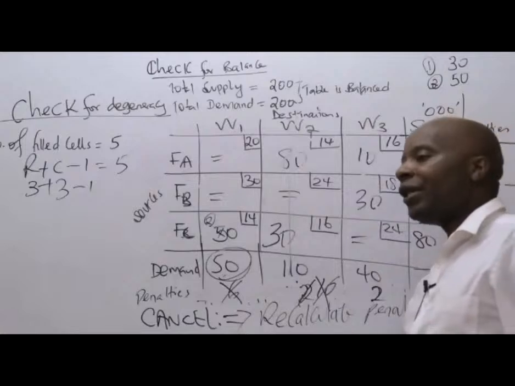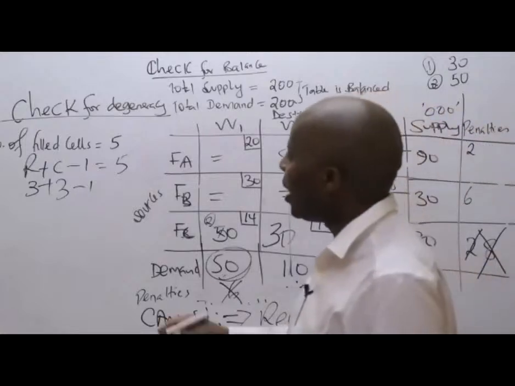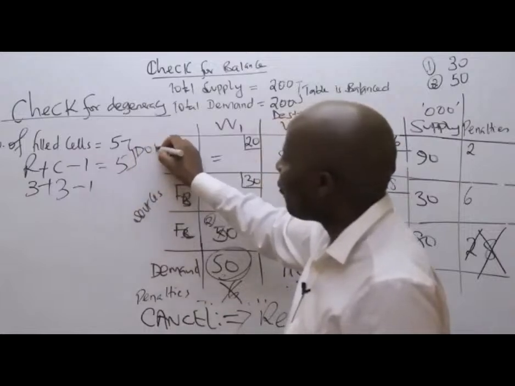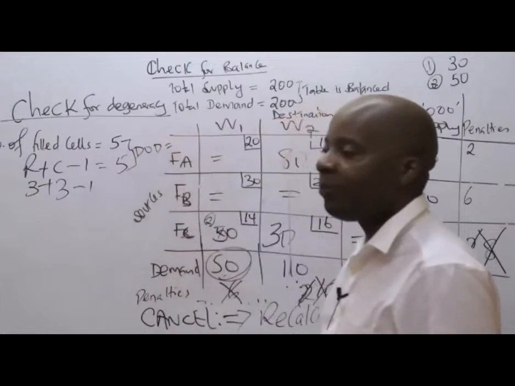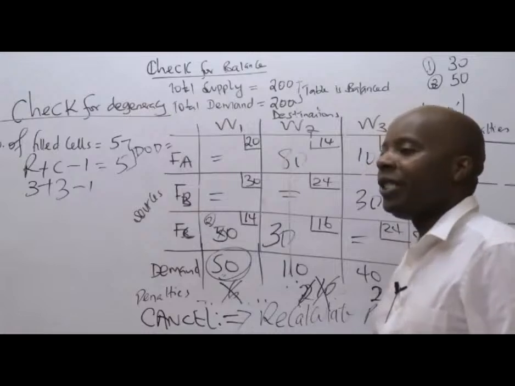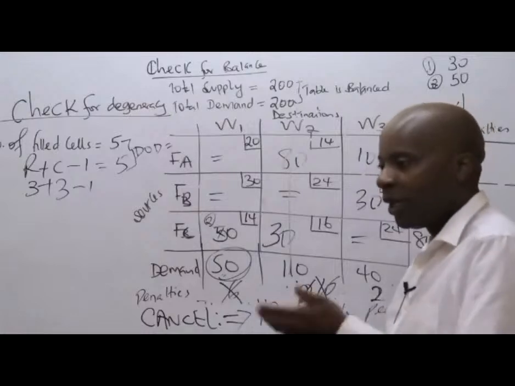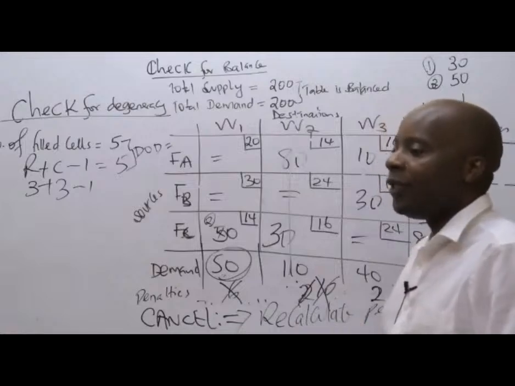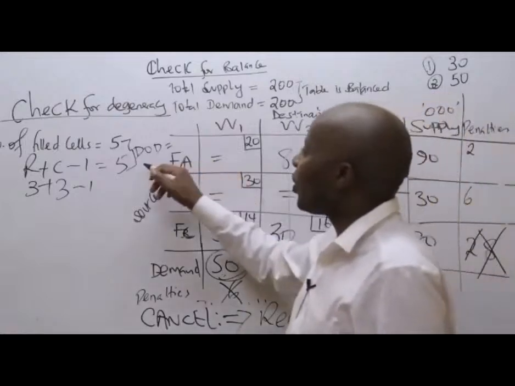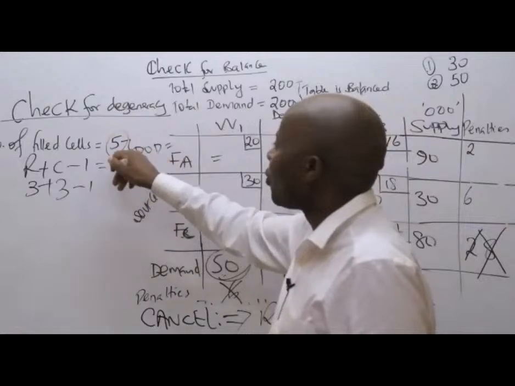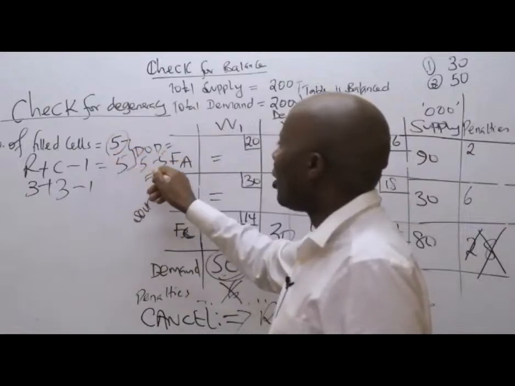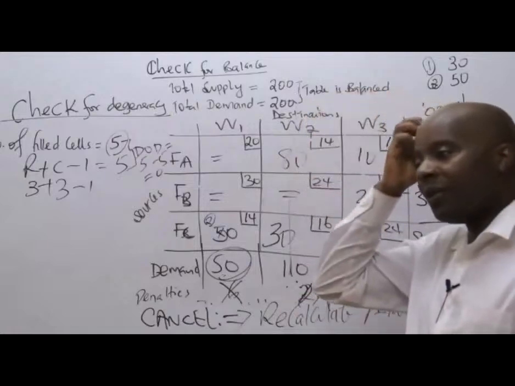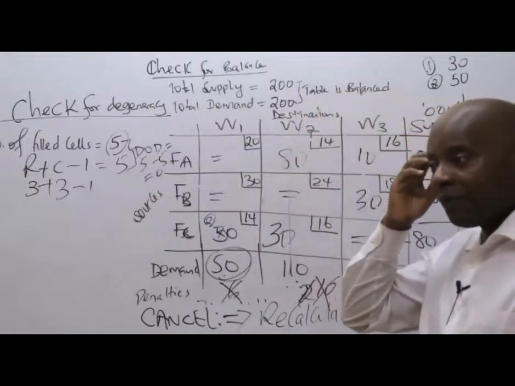When they want me to give them the degree of degeneracy, I'll come and give them this difference. This difference is what we shall be calling the DOD, the degree of degeneracy. Somebody may confuse that for Department of Defense. So DOD stands for degree of degeneracy. I'll take 5, this one, minus this 5. So 5 minus 5 gives me 0.